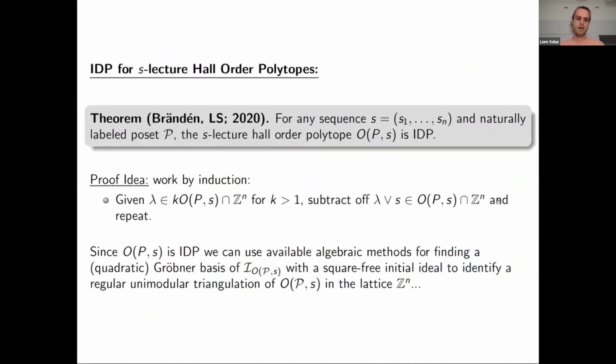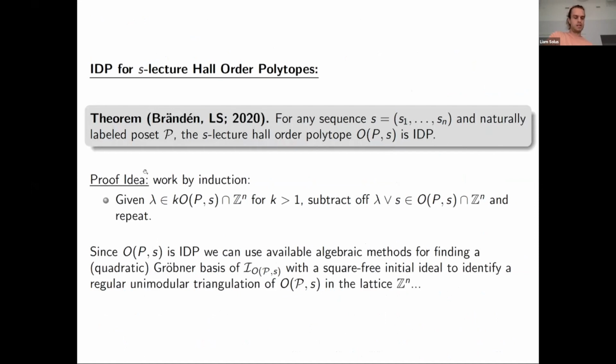It turns out that the conjecture of Hibi, Olsen, and Tsuchiya holds not only for S-lecture-hall simplices, but more generally for any S-lecture-hall order polytope. So any S-lecture-hall order polytope will be IDP. And the proof is relatively straightforward.